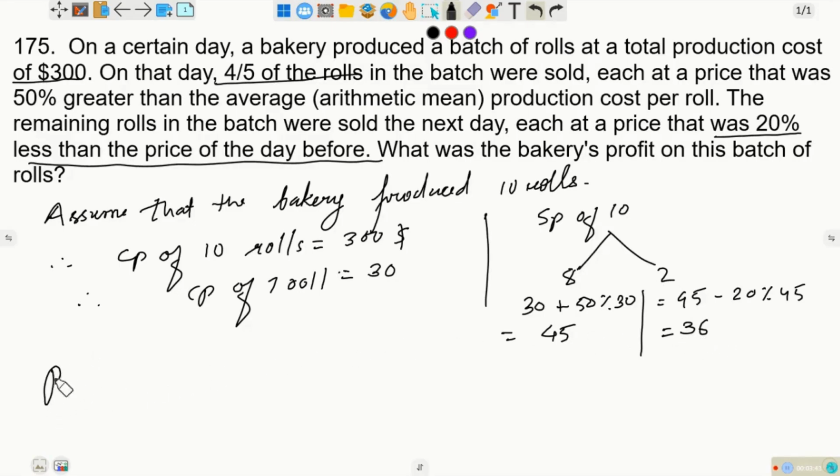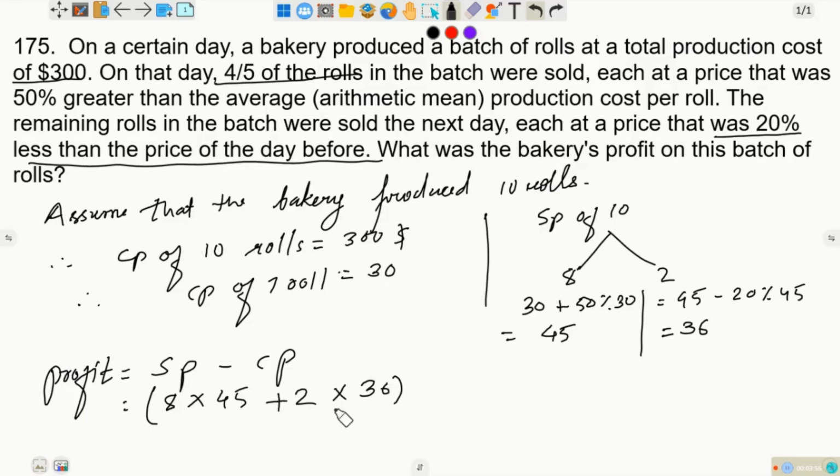So let's find out the profit. The profit is equal to the selling price minus cost price. What is the total selling price? 8 rolls were sold for $45 and the 2 rolls were sold for $36. This is the total selling price minus cost price. The cost price of 10 rolls was $300.